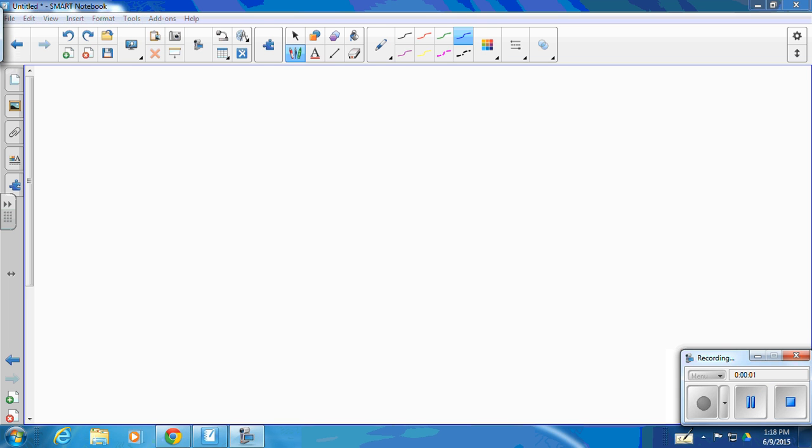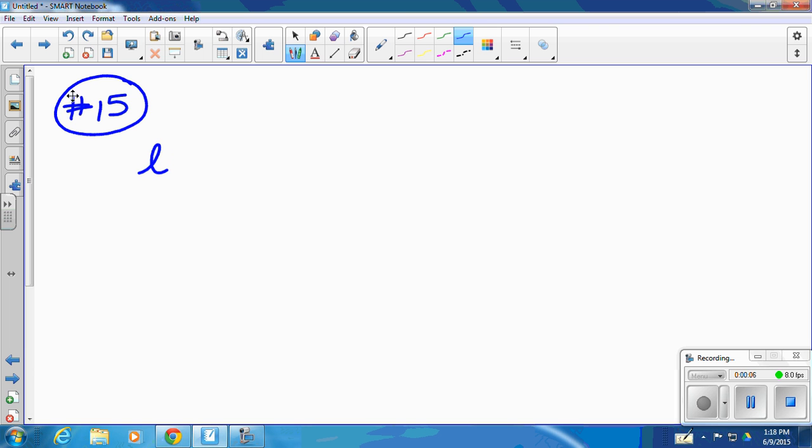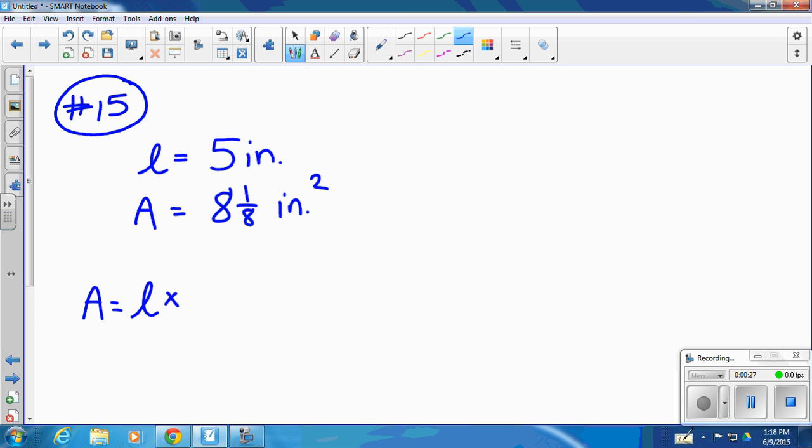It says a door sign has a length, I'm going to write this down, length equals 5 inches, has an area of 8 1/8 square inches, and then it says use the numbers and symbols to write an equation that can be used to find the unknown width, then solve. So we know the area equals length times width. Okay, we know that. We're good at that. So what we can do is use these numbers to fill in our equation here.